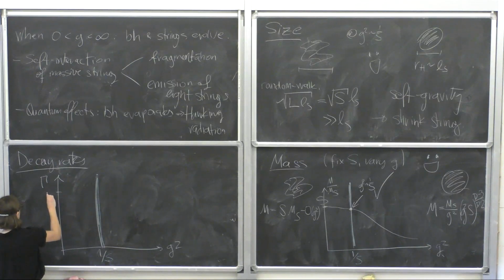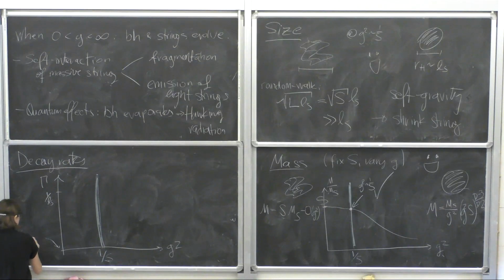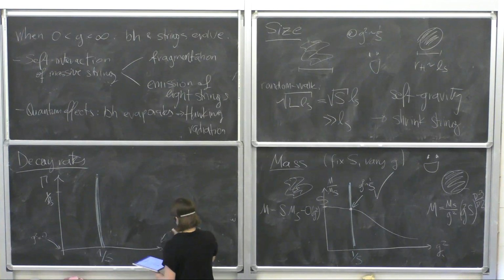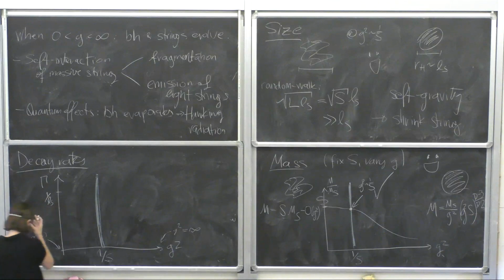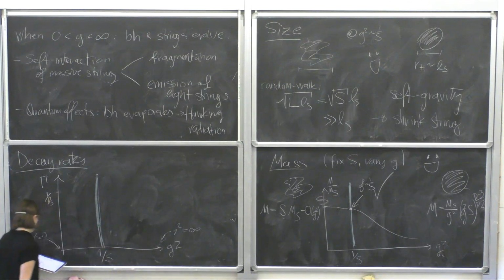So let me write here 1 over L string. Then down here, I have g squared is 0. And then somewhere over there, we'll have g squared is infinity. Those would be the stationary points. So my decay rates will go either here or here, on the string and on the black hole side.